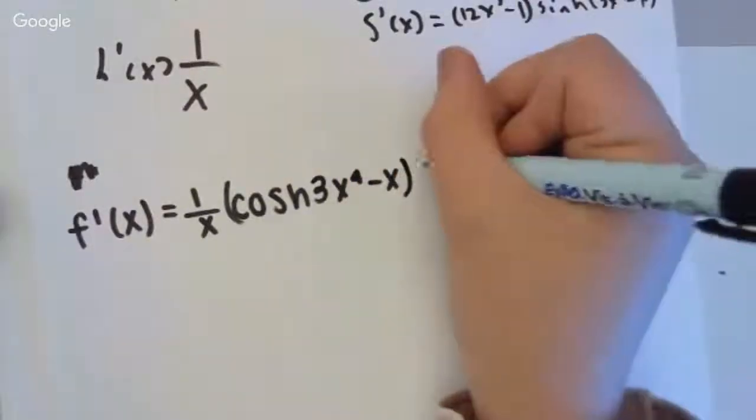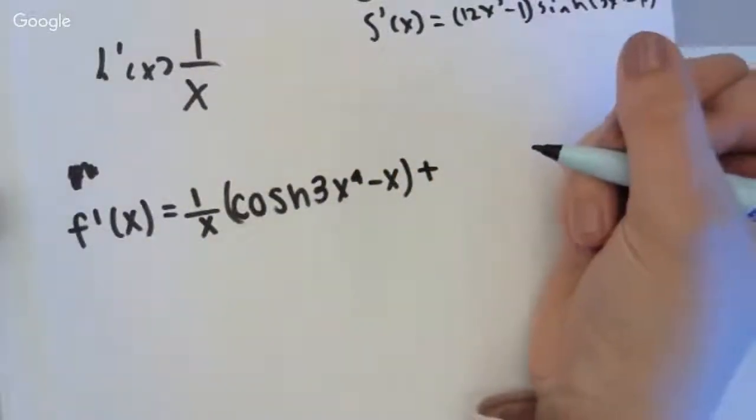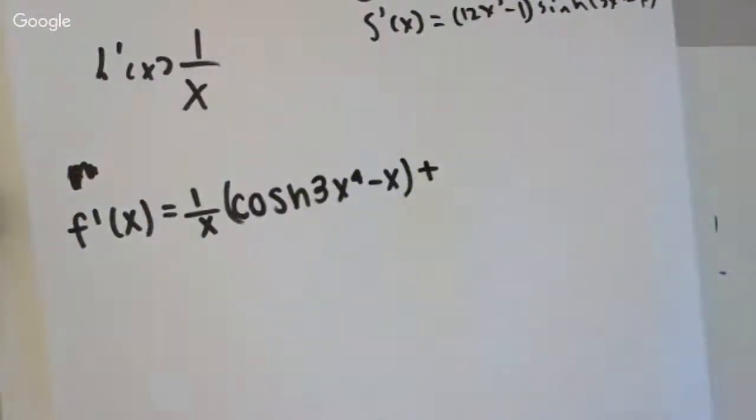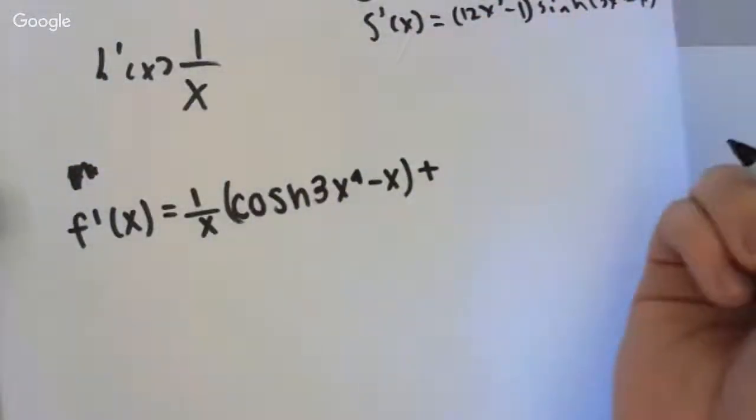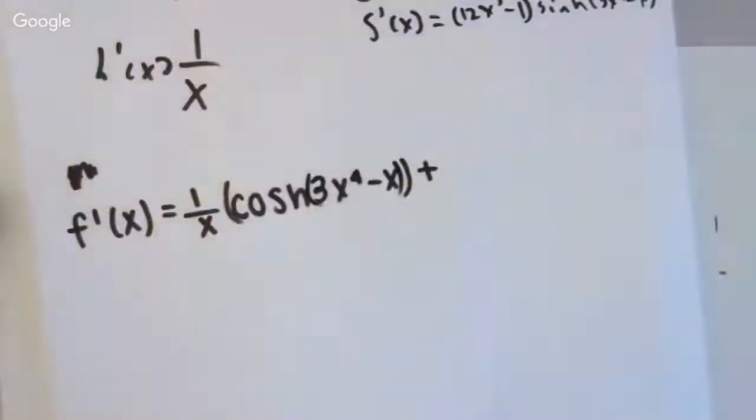We're almost done. There's light at the end of the tunnel. Okay, so then we do parentheses. Okay, and then keep going.